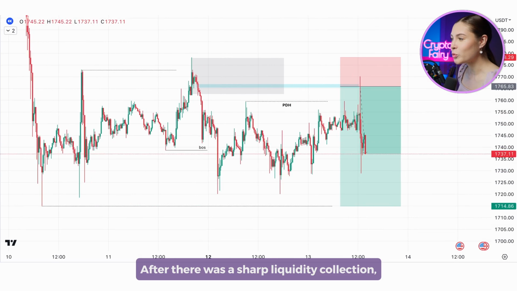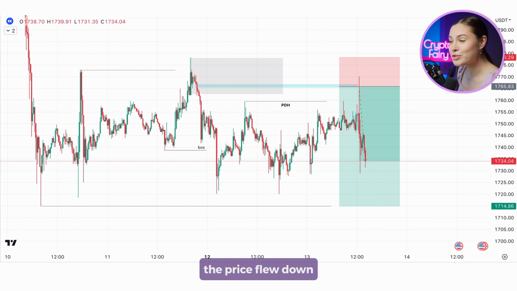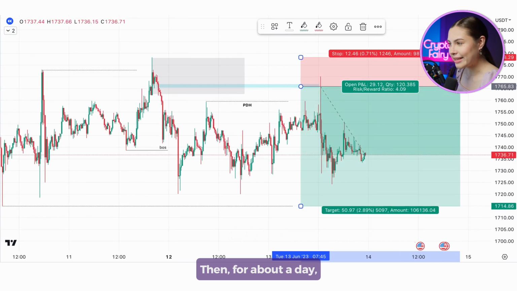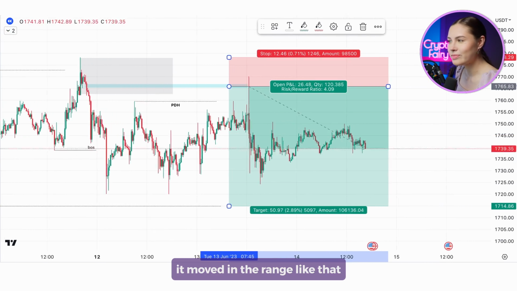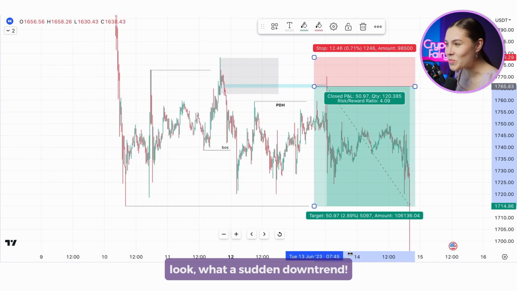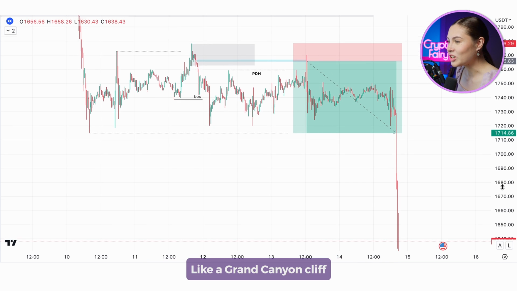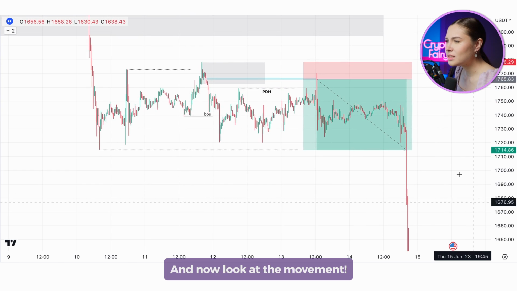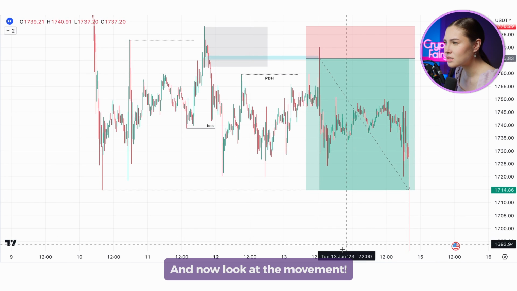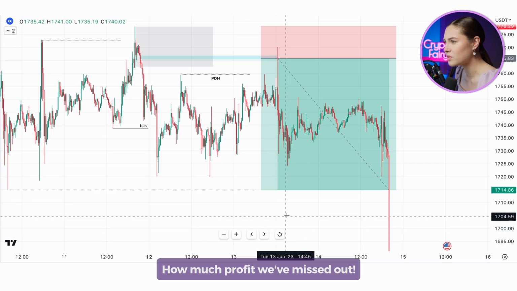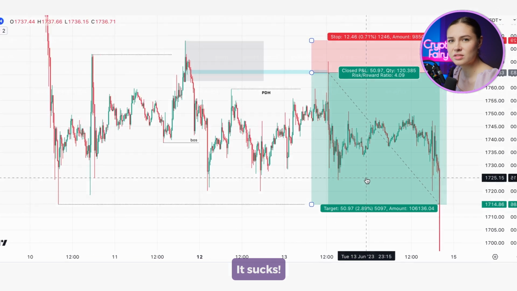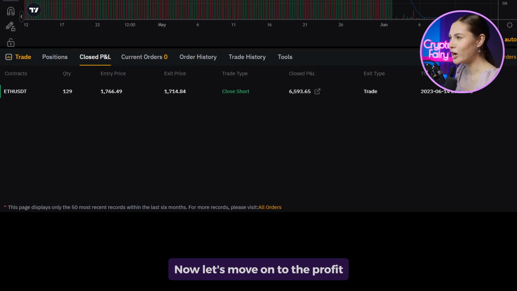Let's see what happened during the trade. After there was a sharp liquidity collection, the price flew down. Then, for about a day, it moved in the range like that. And then, look, what a sudden downtrend. Cool, right? Like a Grand Canyon cliff. And now look at the movement. How much profit we've missed out. It sucks. Now let's move on to the profit.